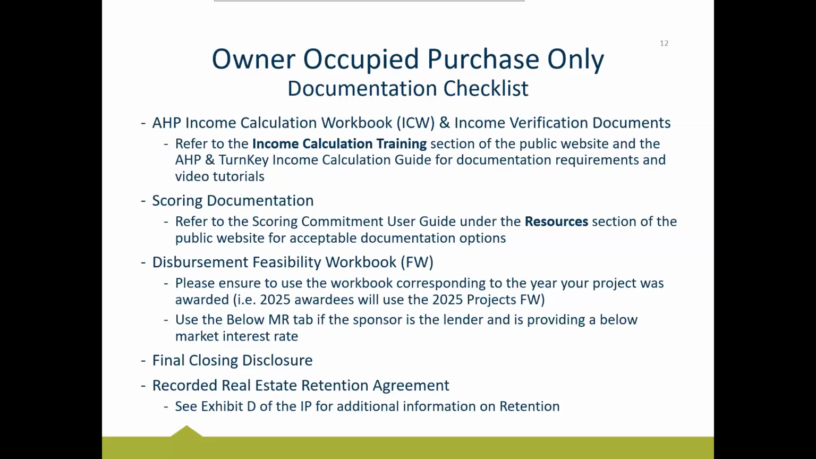The income calculation workbook will be required to be submitted with every disbursement request. This is the document we use to make sure that the household is within the AMI limits that you are targeting. You will also be required to provide the income documents that you utilize to verify said income. So I mentioned earlier, there's some resources on our website for income, specifically in the income calculation training section of the website. There is the AHP and Turnkey Income Calculation Guide.